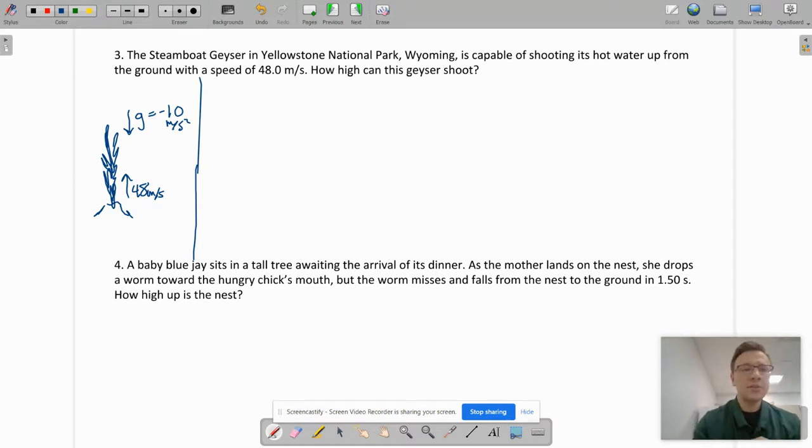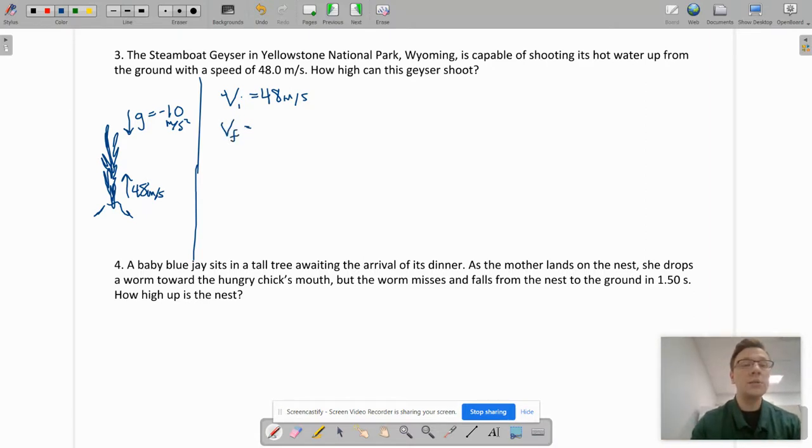So let's go ahead and write some things down here. So it obviously told us that it has a speed when it leaves the ground. It has a speed of 48 meters per second. So that's going to be the initial velocity of the water. Now, the final velocity we have to imply, and that might not be immediately obvious to you.